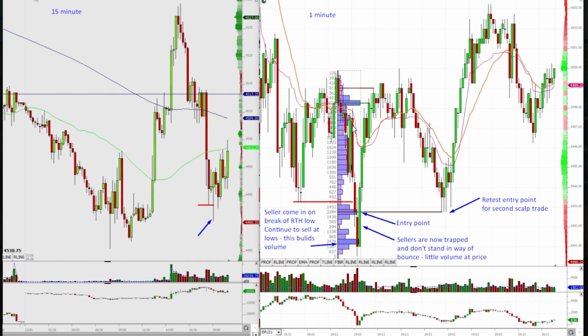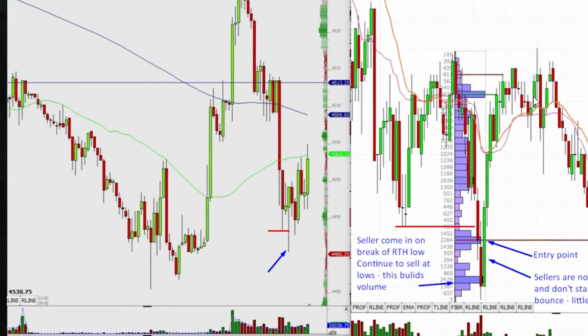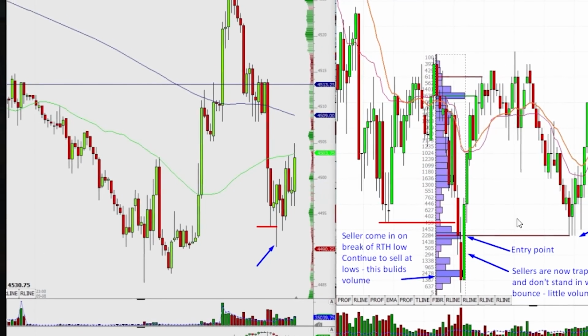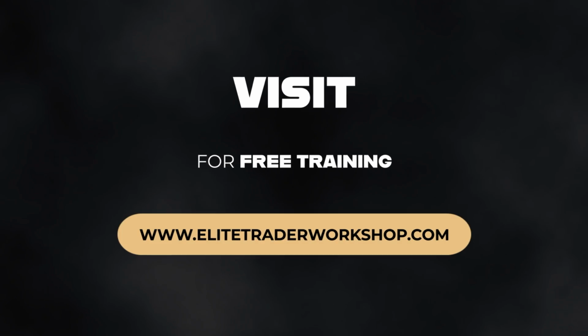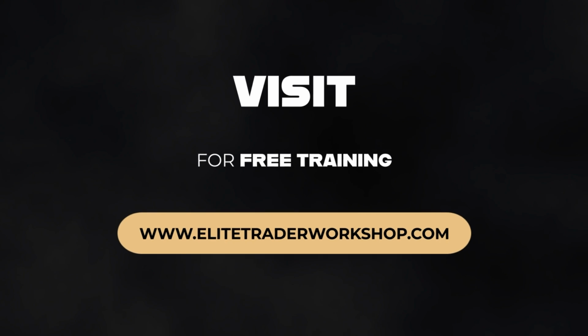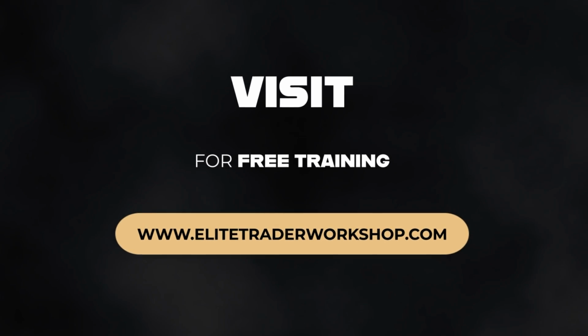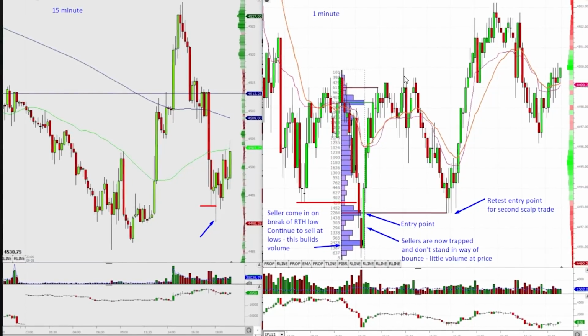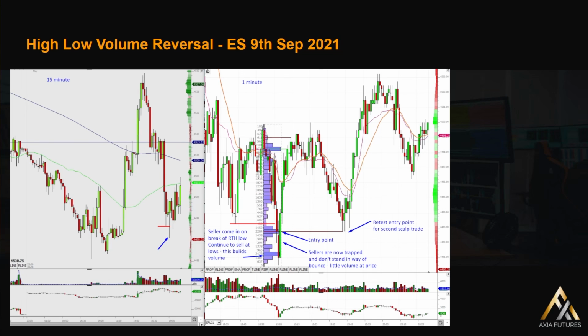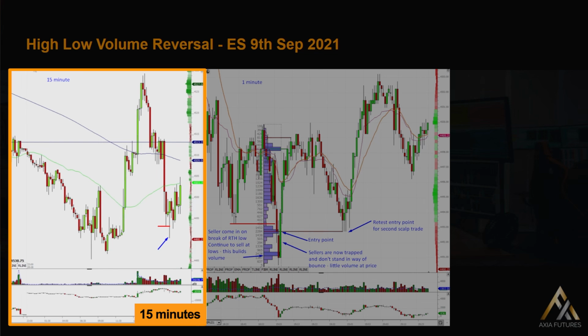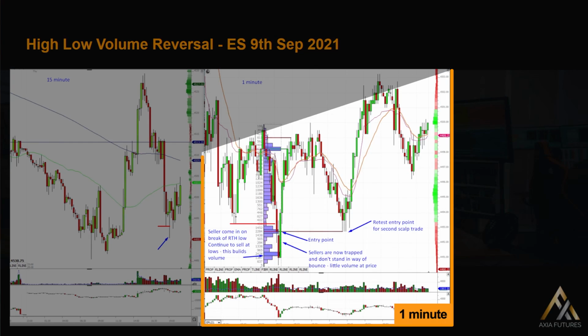Like I said earlier, this also gives you a place to try and buy again later on. And what you see later on is we come back down straight onto that high volume. This was your original entry point on the scalp. This then provides you another opportunity for another scalp trade back up to actually on this occasion go and break the recent high. So that's the essence of the trade. What I'll show you now is what exactly this looks like. You can see these two charts. You've got a 15-minute on the left, a 1 minute on the right.